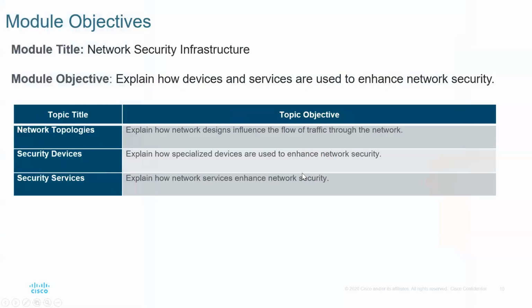All right, so most of what the network security infrastructure module is going to talk about is network topologies and how they're designed to influence the flow of traffic through a network, different security devices such as specialized hardware that will help enhance network security, and then network security services, which are going to enhance the level of security within the network.